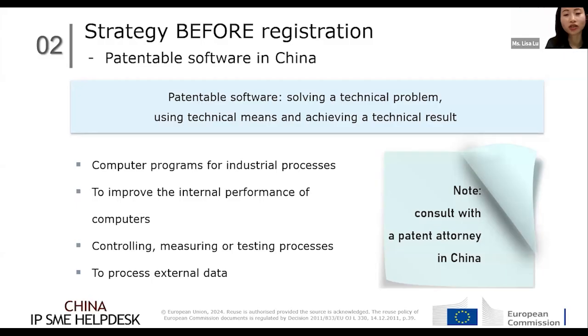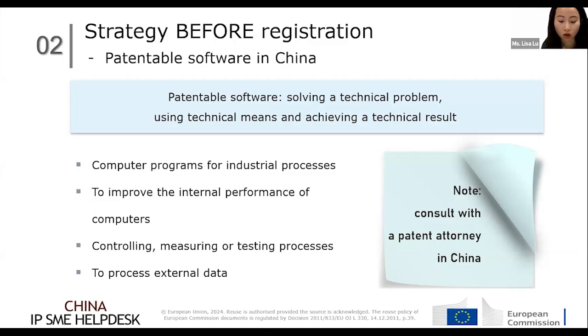And I know it's a little bit abstract, but I list 4 examples of patentable software, and it might be easier for you to understand what software you can consider to patent in China. First is computer programs for industrial processes. And for this one, let me give you an example.